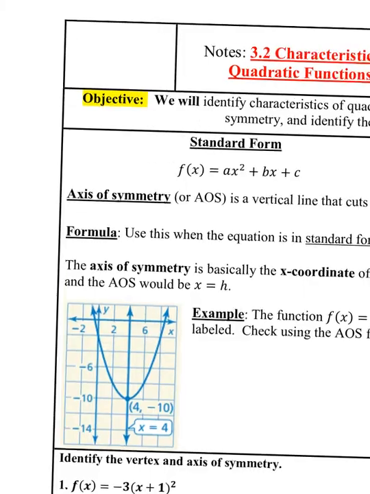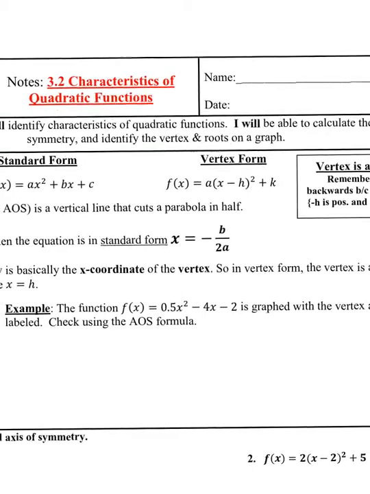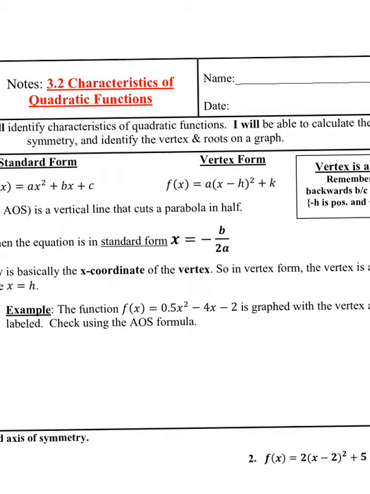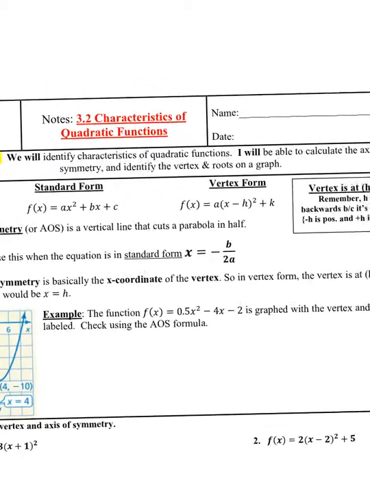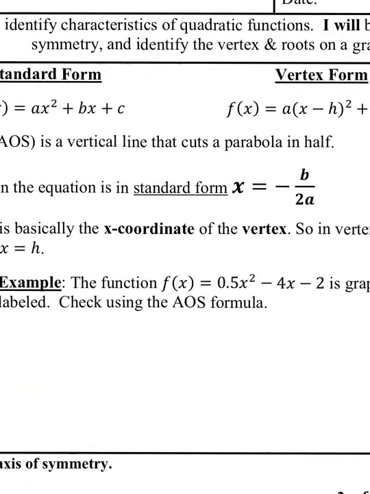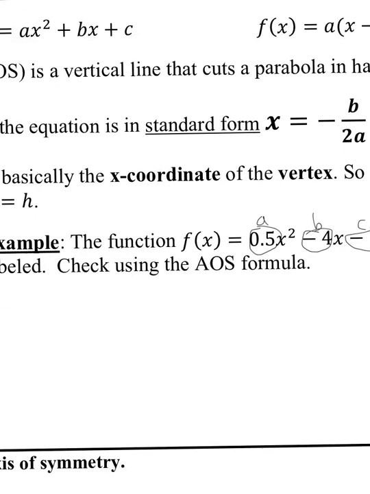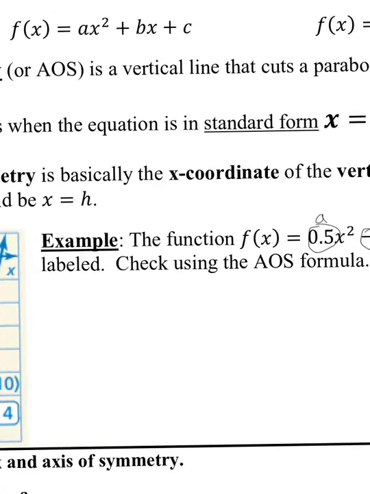So look, here's this graph that I pointed out a couple times already. That is f of x equals 0.5x squared minus 4x minus 2. And so I just wrote check using the axis of symmetry formula. So this is my a, this is my b, negative 4, and this is my c, negative 2. So a is the 0.5. Alright, now that I've got that pointed out, let's just write x equals negative b over 2a.